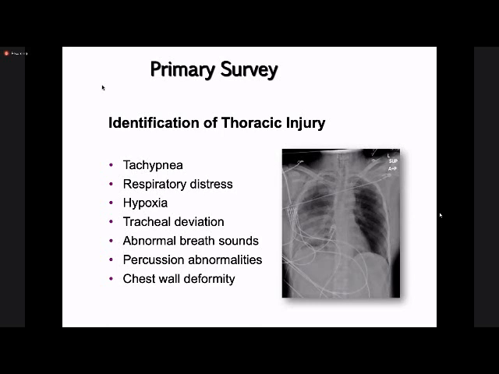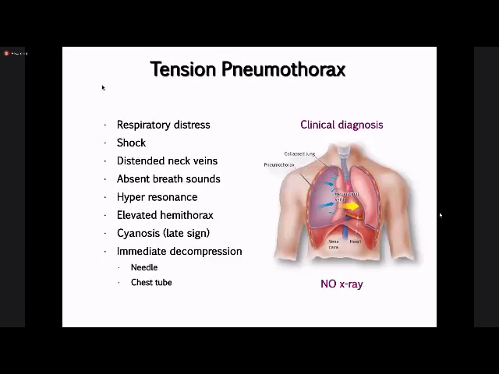Tachypnea, respiratory distress, usage of accessory muscles, the patient is hypoxic, the trachea may be deviated to one side. You might hear abnormal breath sounds, so the breath sounds may be absent on one side. Percussion may be hyper- or hyporesonant. And in some patients, you may see a chest wall deformity, or you might see an open wound in the chest. All these are potential things that you might see in a patient with a chest injury.